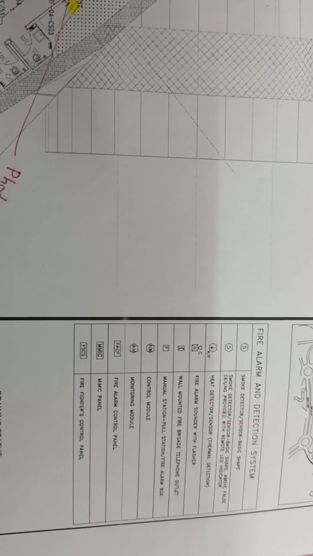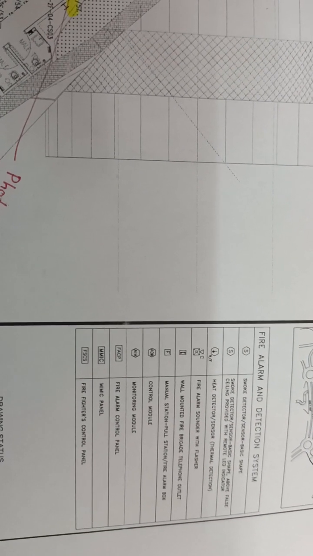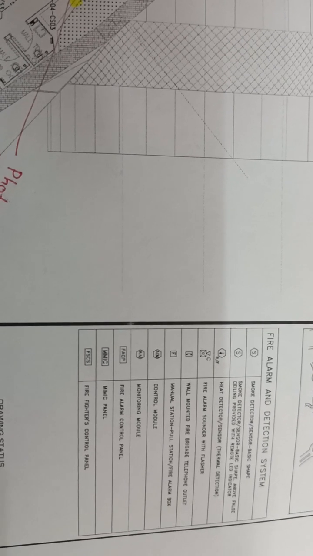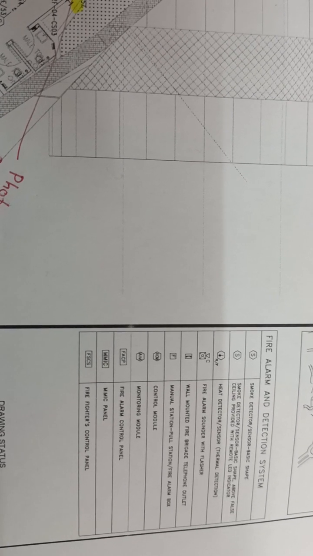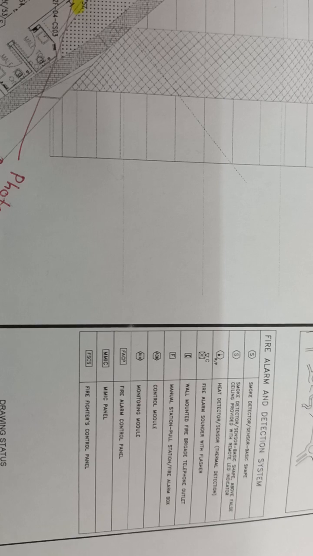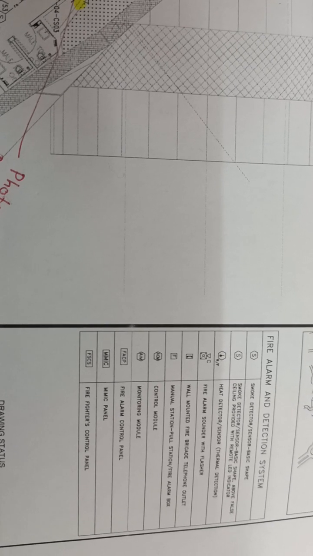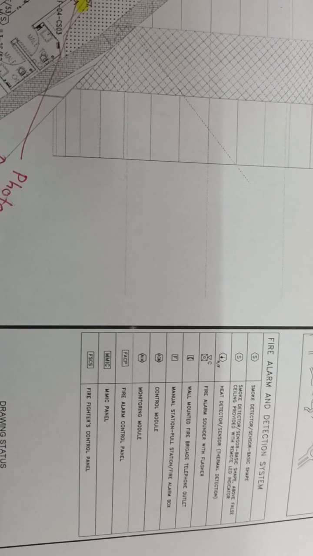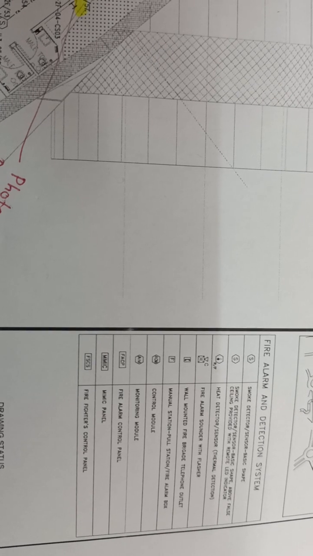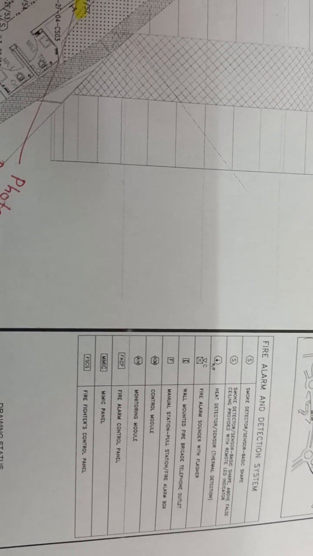Suppose the fire alarm signal doesn't come, and somebody notices there is fire. Immediately they can break the glass and pull the manual station. Through that it will also send a signal to the fire alarm control panel, and the panel will give the sound. So this is for that one.